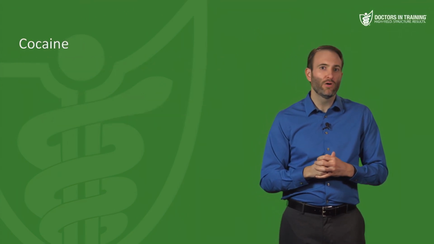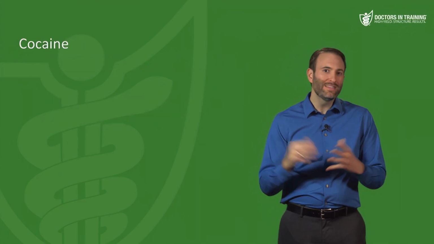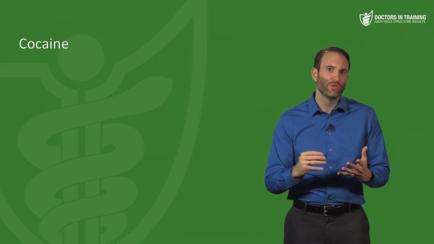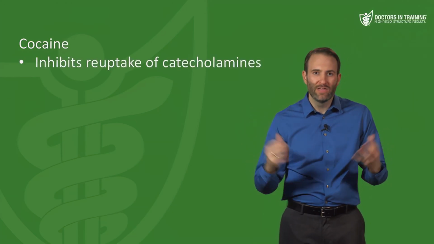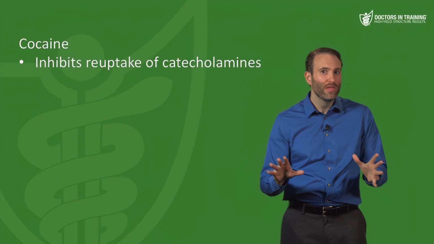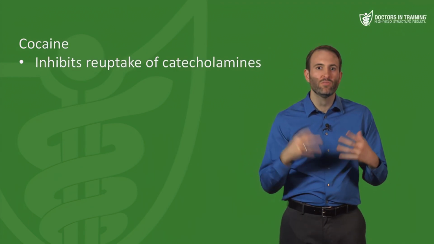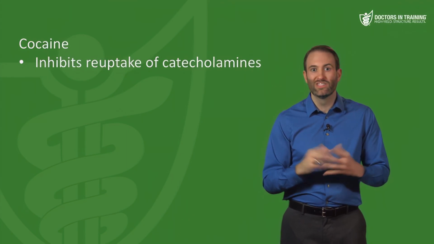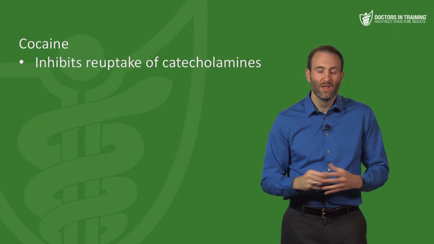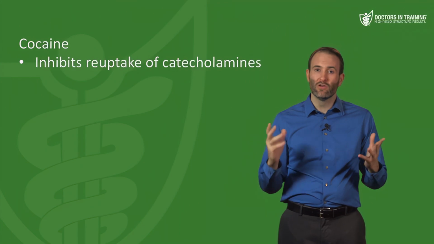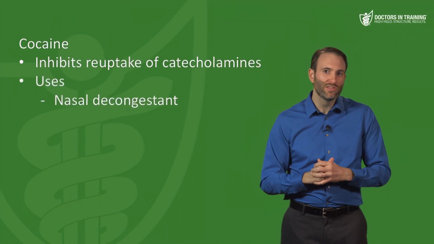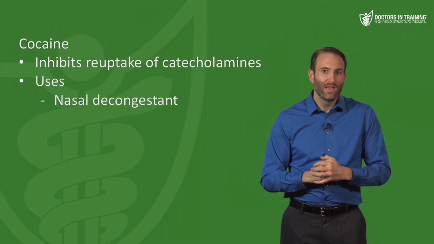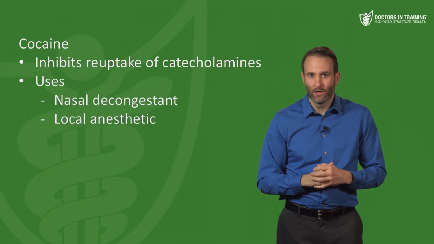And finally, good old-fashioned cocaine. So this works a little bit differently. This is our second mechanism of action. So it's actually inhibiting the reuptake of the catecholamines. So the release is normal, but because there's less reuptake, there's more norepinephrine, more dopamine potentially in the synaptic cleft, and thus more stimulation of the adrenergic receptors. Now this does have some medical use. The ear, nose, and throat doctors will use this as a nasal decongestant and as a local anesthetic as well.